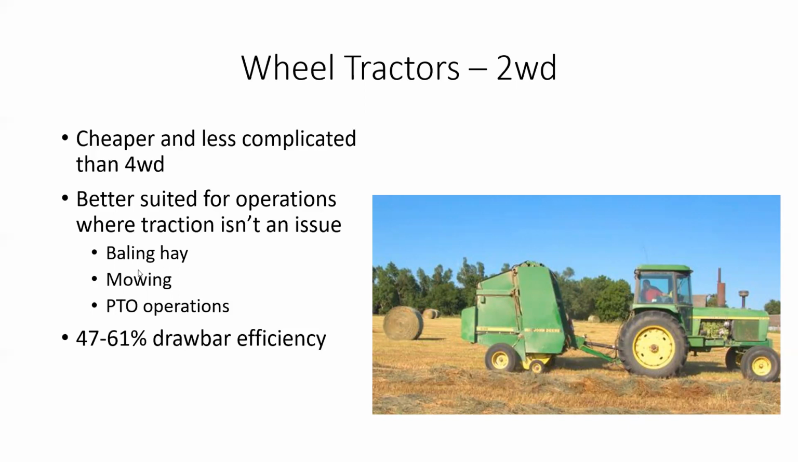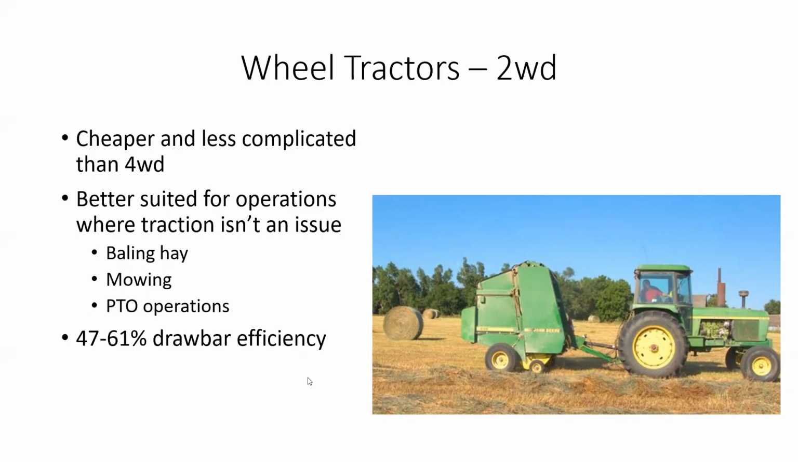So two-wheel drive: less complicated, cheaper, and you use it in operations where traction isn't necessarily an issue. And then we'll talk about this a little bit more as we go through, but this 47 to 61% drawbar efficiency means that if this tractor makes 100 engine horsepower, when you think about the drawbar towing something around, we could calculate how much horsepower the tractor makes simply towing something. And I'll show you guys how to do that calculation later. But with a two-wheel drive tractor, you really only get like 47 to 61% of that engine horsepower available at the drawbar.